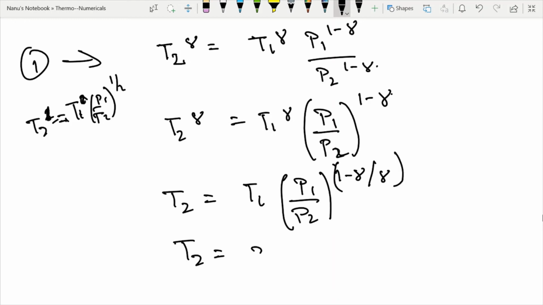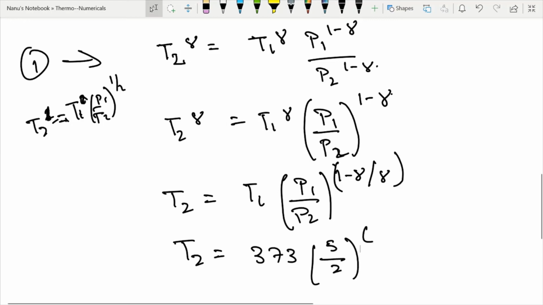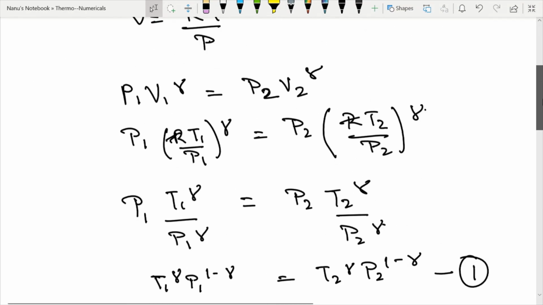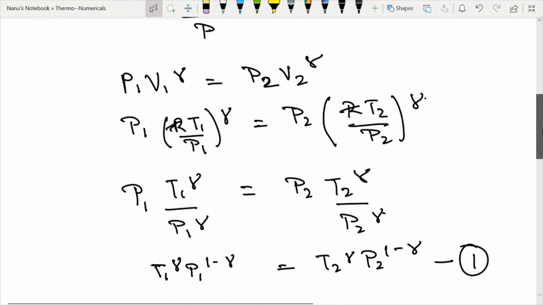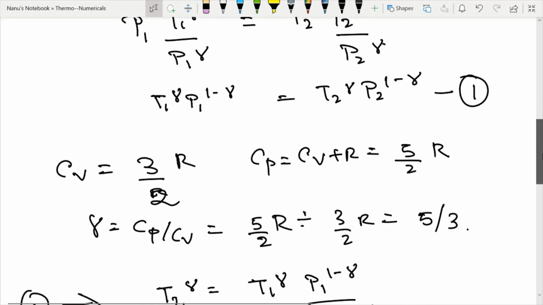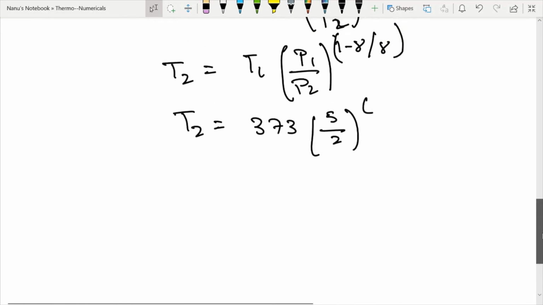So what was T1? T1 was 373, P1 had the value of 5 atmosphere, and P2 was 2. I will again just check it. And gamma also, I forgot what we found. Gamma was 5 by 3, I believe. Let me check. Yes, P1 is 5 atmosphere, P2 is 2 atmosphere, gamma is 5 by 3. So everything is right.